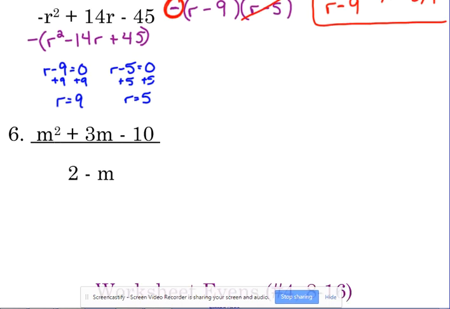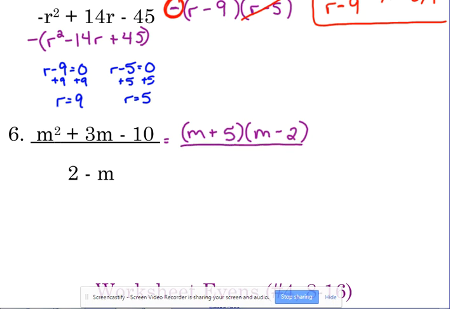Okay, let's do one more, and then I'm going to let y'all practice with this for a minute. m squared plus 3m minus 10 all over 2 minus m. Okay, so in the numerator, is there a GCF? Nope. All right, so then we jump straight to 2 sets of parentheses. m times m is m squared. What numbers are we looking at? 5 and 2, very good. Where are my signs? Positive 5, negative 2. Positive 5 minus 2 gives us positive 3.